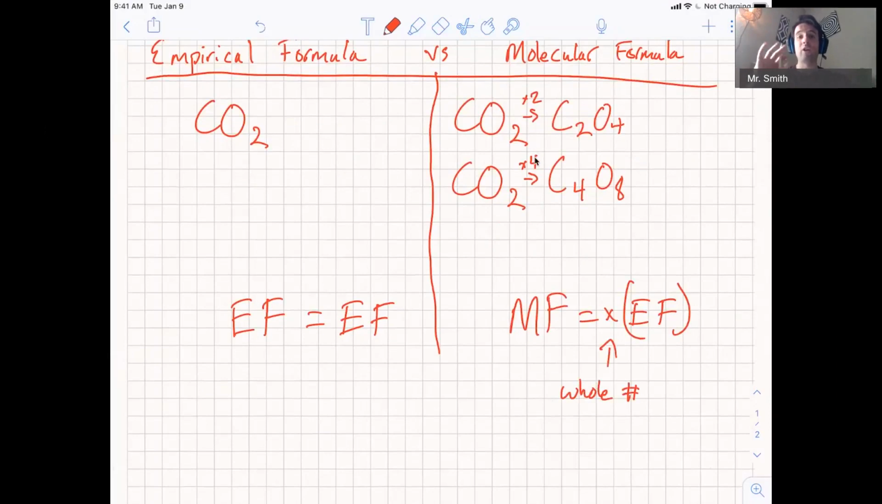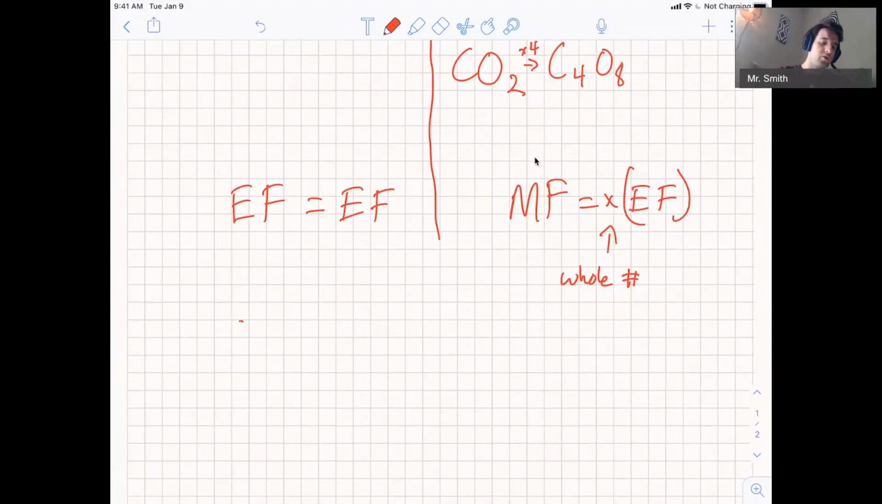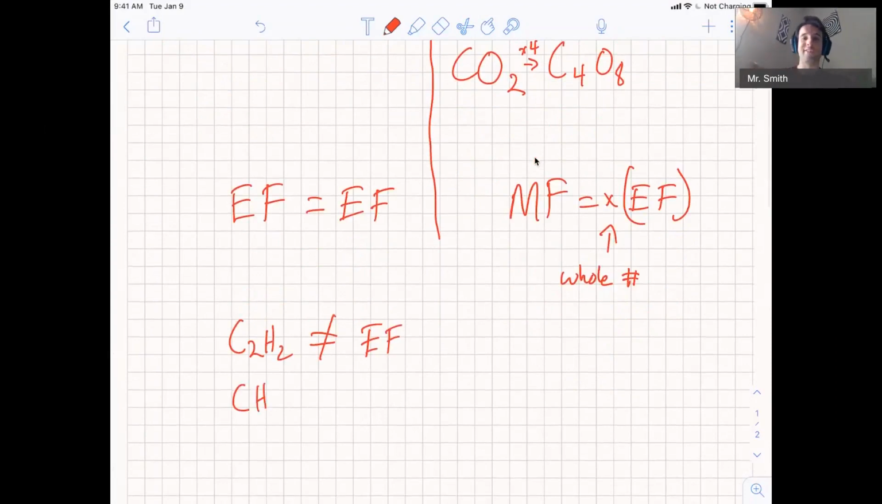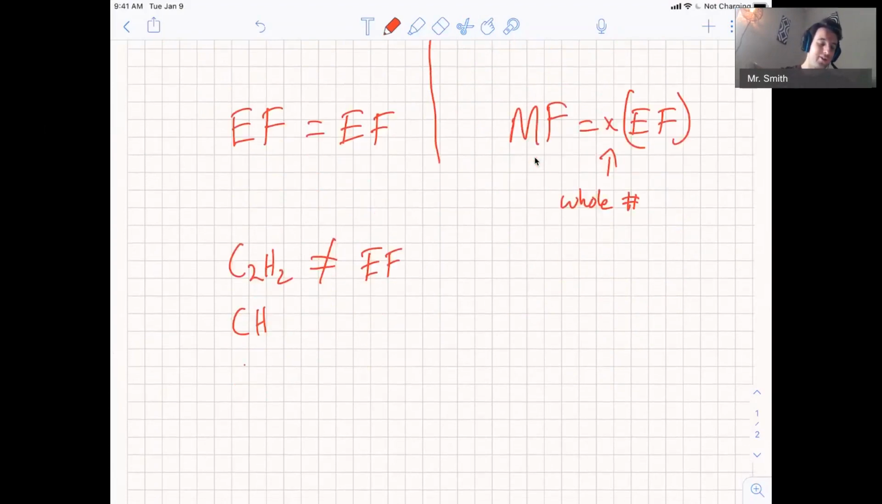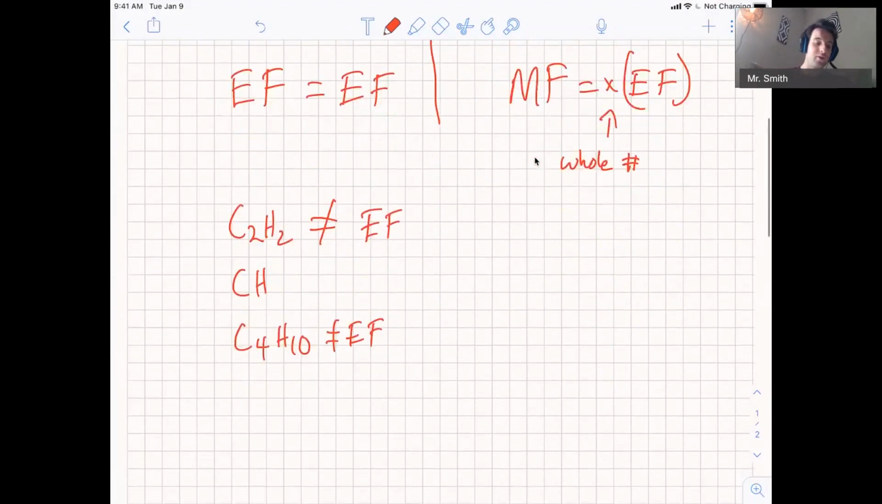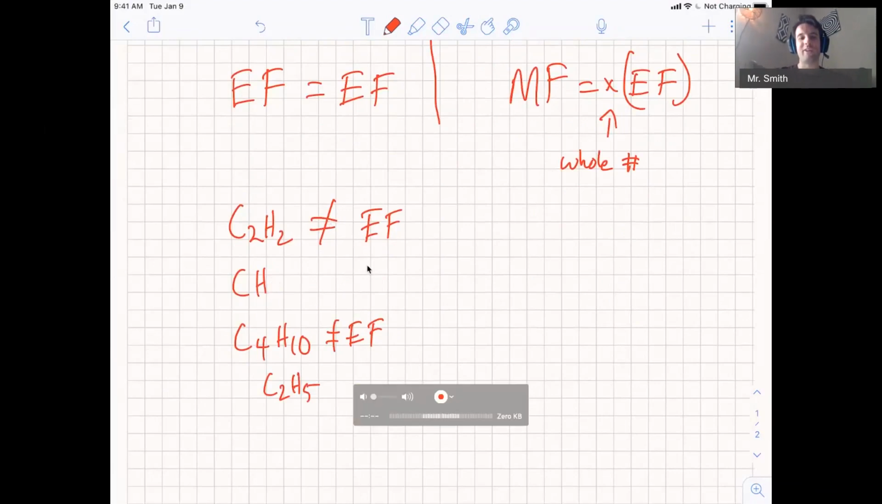Okay, now there are some things that could not be an empirical formula. For example, something like C2H2 is not an empirical formula, right? The empirical formula would be CH. Or something like C4H10. Again, that's not an empirical formula because the empirical formula would be C2H5, right? So the idea is you should have at least one odd number in your empirical formula in order to make it work.